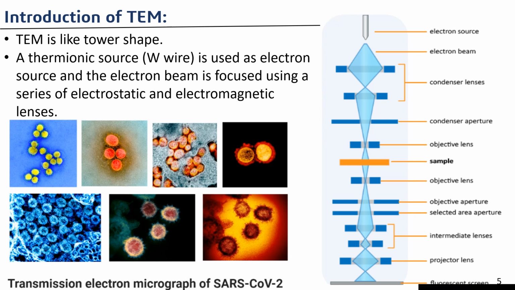In this picture, we see the cross section of the TEM. It gives a clear picture of the lenses and electron source, where the electron source is present, where the electrostatic or electromagnetic lens is present, where the specimen is present, and where the screen is present. And this is the transmission electron micrograph of SARS-CoV-2, giving a nanometer structure at higher magnification in the TEM.